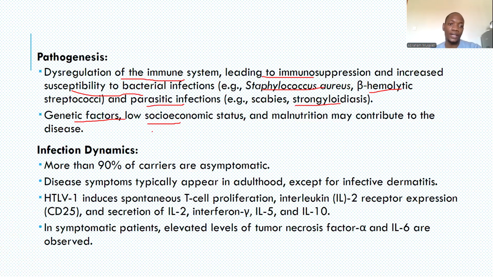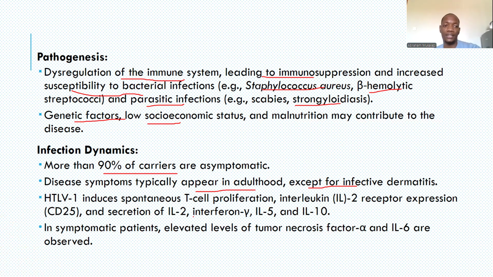When you look at its dynamics, more than 90% of carriers of this viral infection are actually asymptomatic. So they get the infection with the human lymphotropic virus, but they don't show any symptoms. That's 90%. Then the disease symptoms typically appear in adulthood, except for infective dermatitis, which can occur in childhood and the adolescent period. But oftentimes, it comes in as a manifestation of cancer, where someone gets either leukemia or lymphoma.